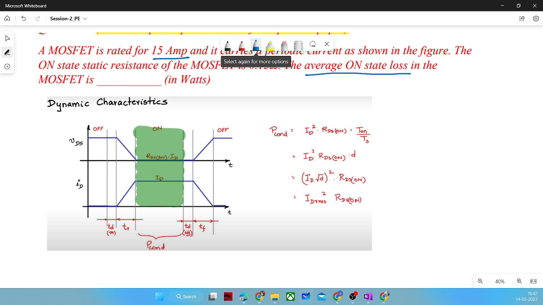And anyway, you know that during conduction, your VDS will be very low, otherwise the losses will be high. And MOSFET in itself is a high frequency device. So if VDS would be higher, then it will cost you in terms of losses. And in the problem, we are not given the value of VDS, but we are given the value of RDS, right?